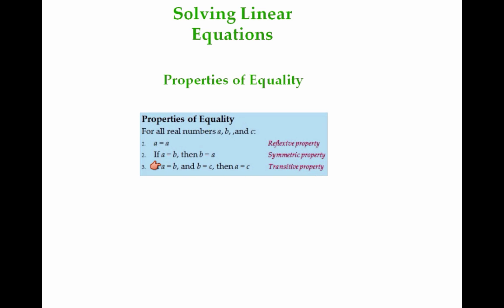Transitive property. If A is equal to B, and B is equal to C, then A is equal to C. That should be pretty obvious also. So these were the properties of equality.